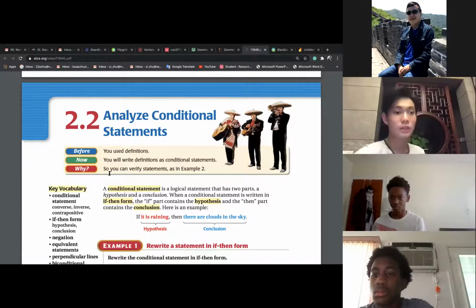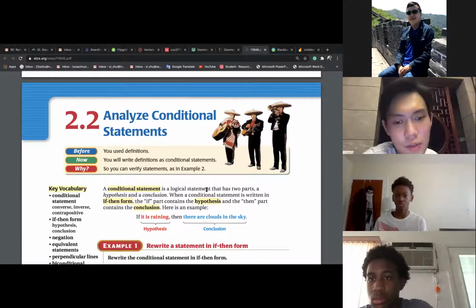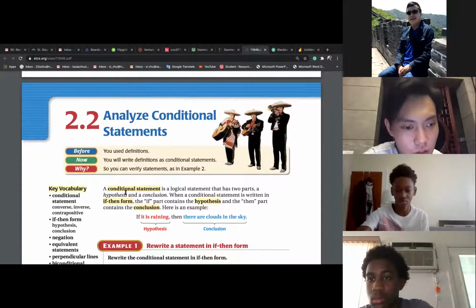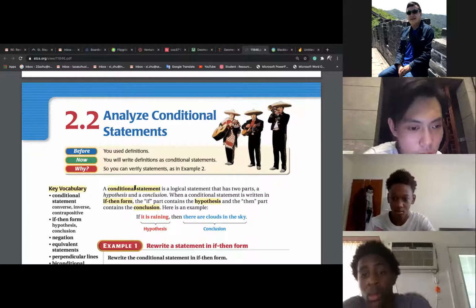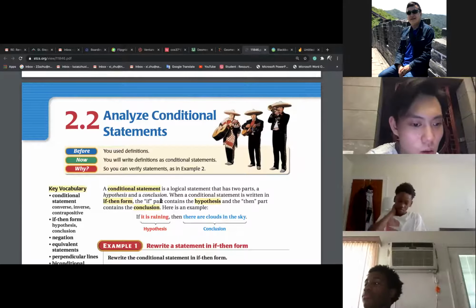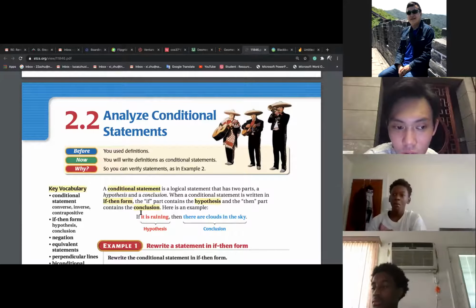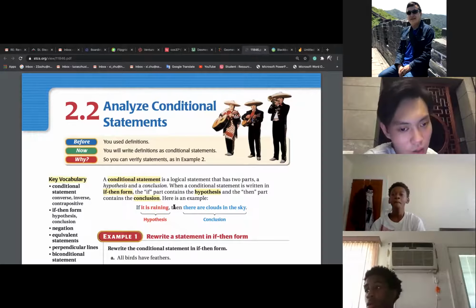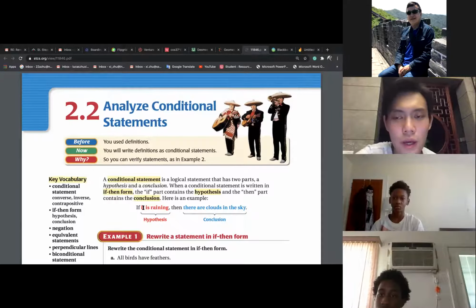Okay, conditional statements. What is a conditional statement? It is a logical statement that has two parts, which is a hypothesis and a conclusion. When a conditional statement is written in if-then form, the if part contains the hypothesis and the then part contains the conclusion. You get that? So if it is raining, then there are clouds in the sky, right? So you set up the hypothesis. And we always do that in real life, right? You say if-then statements all the time, right?